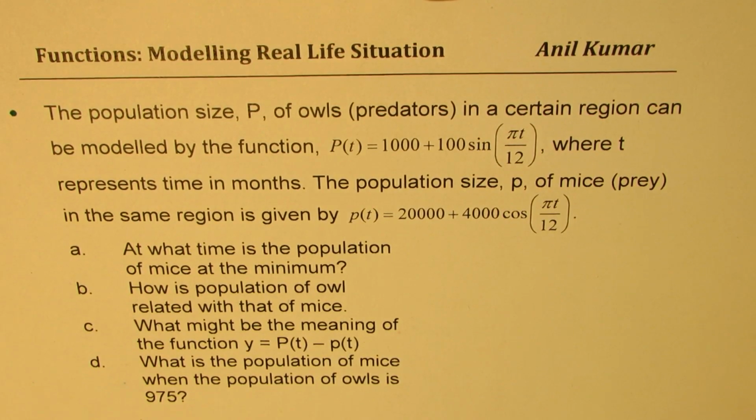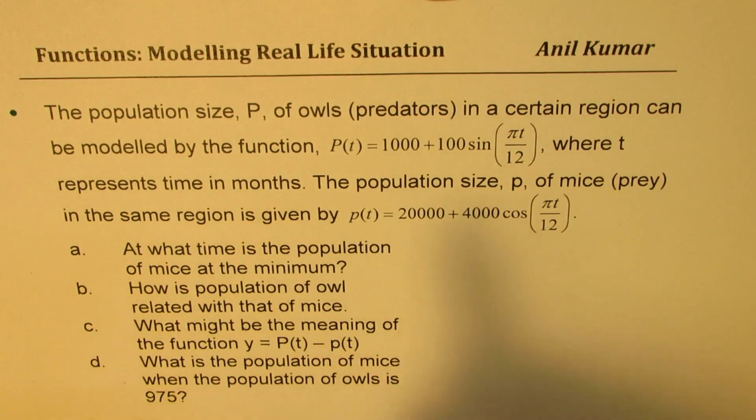The four parts of this question are: A. At what time is the population of mice at the minimum? B. How is population of owl related with that of mice? C. What might be the meaning of the function y equals capital P of t minus lowercase p of t? D. What is the population of mice when population of owl is 975? You can always pause the video, answer this question, and then look into my suggestions.